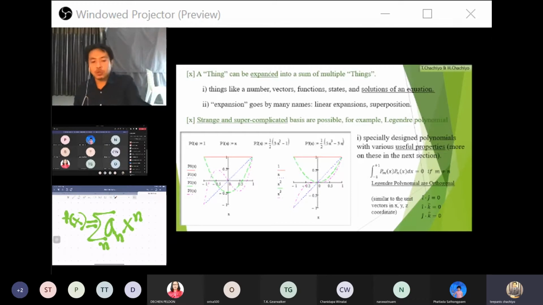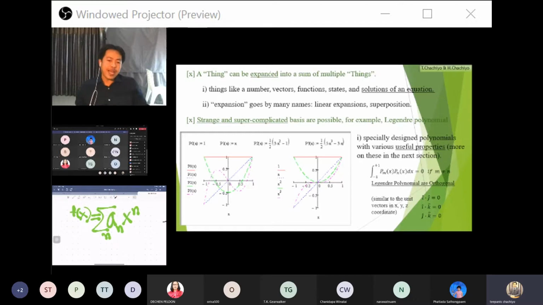But we don't need to. We can choose another basis. We can use other kinds of basis; it is not necessary to always use x to the n. We might even add x to the n together to form strange shapes. So we can use other kinds of basis. One of the other kinds of basis is called Legendre polynomial.